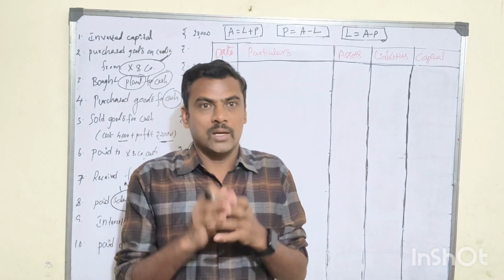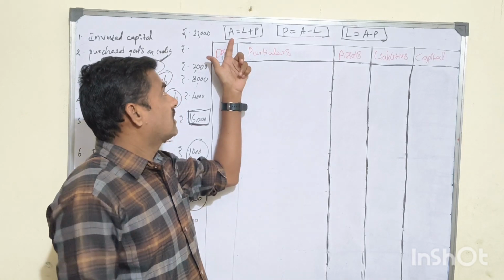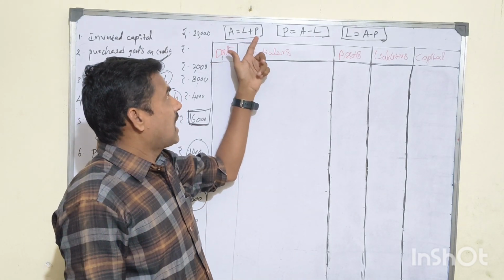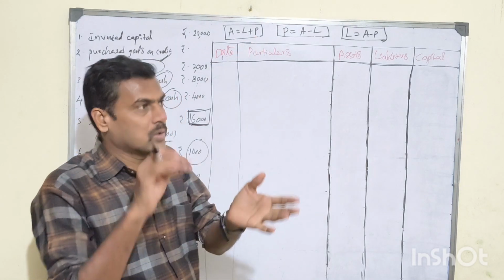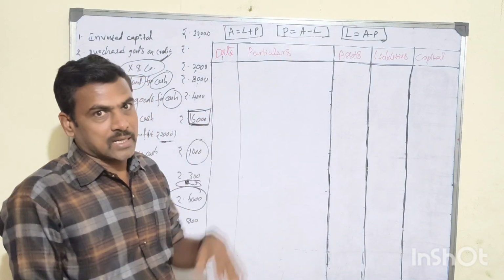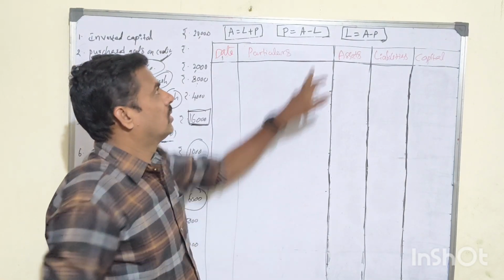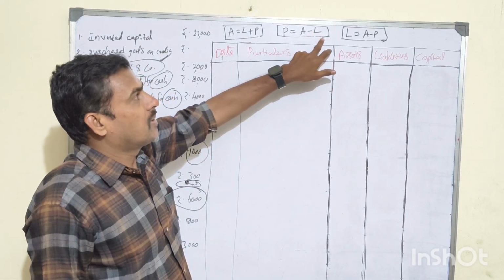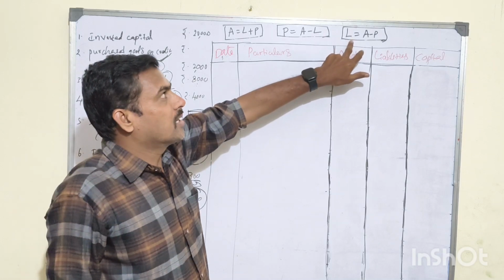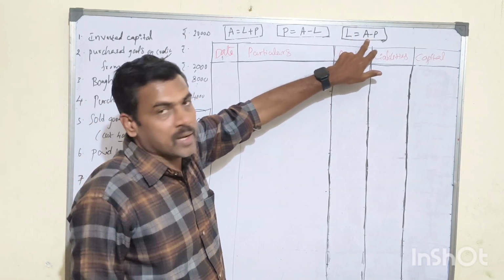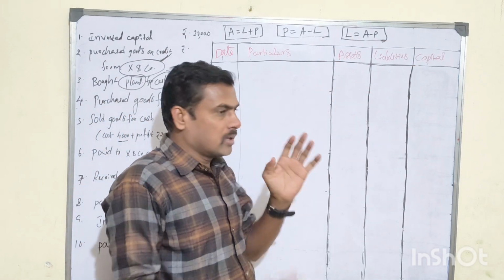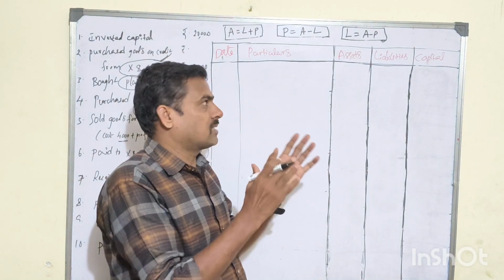What is the accounting equation? Assets is equal to liabilities plus capital. Also, we can reverse calculate: capital is equal to assets minus liabilities, and liabilities is equal to assets minus capital. I am going to prove it with the best example.